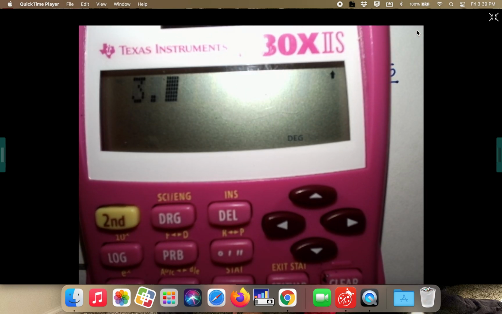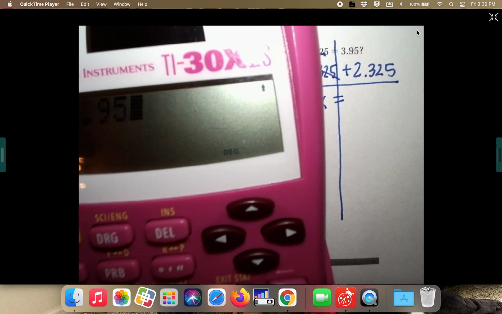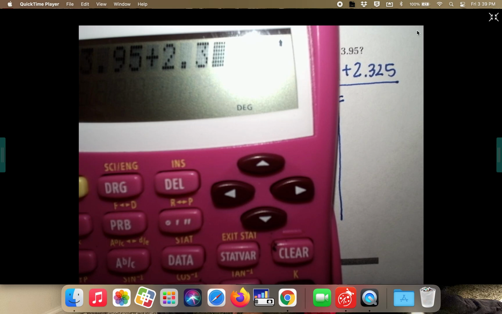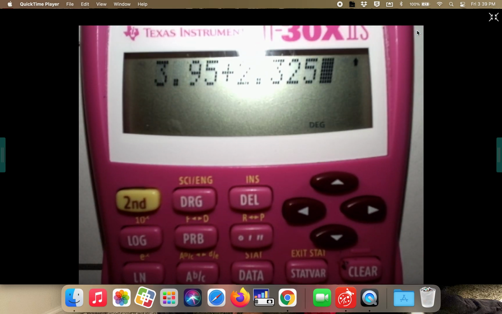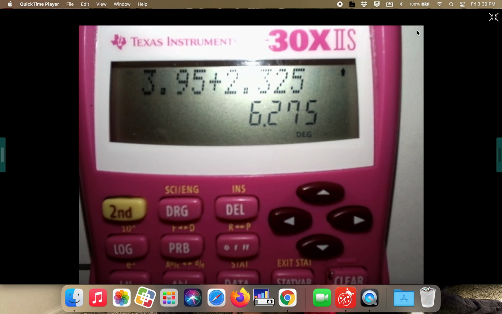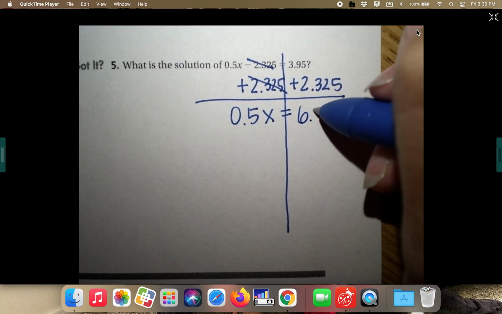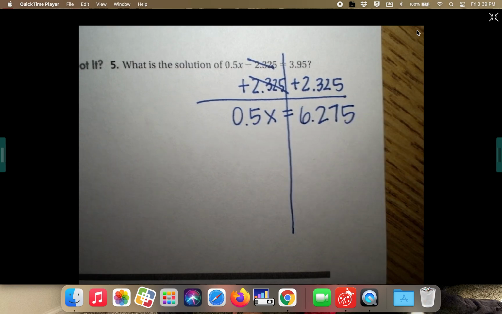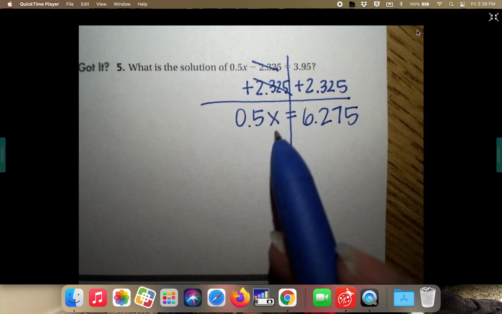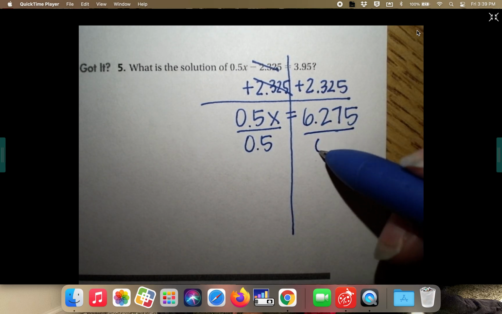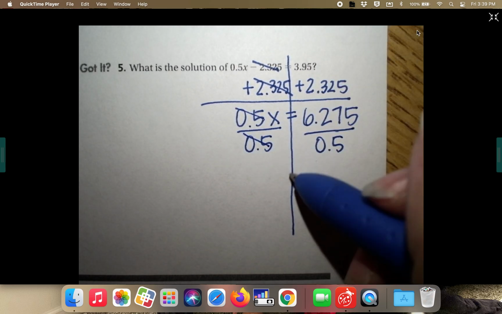So here we go, 3.95 plus 2.325 equals, it's a lot of numbers, 6.275. 6.275, and then our last step, x is being multiplied by 0.5, so we are going to divide by 0.5 on both sides.